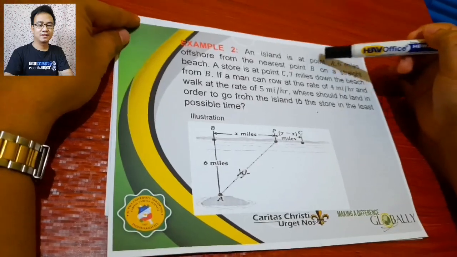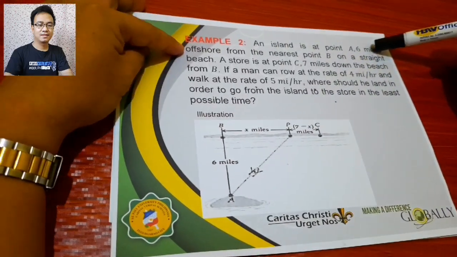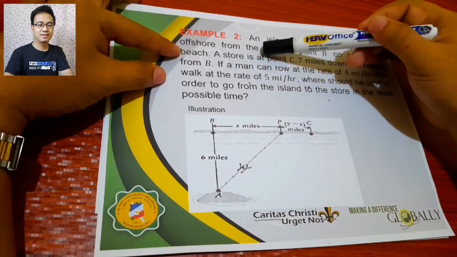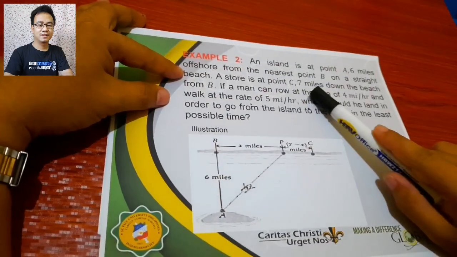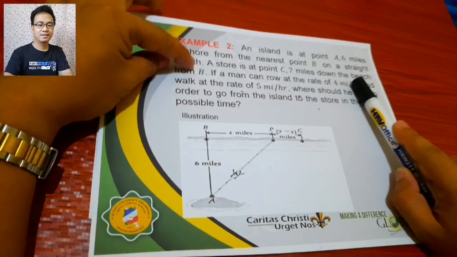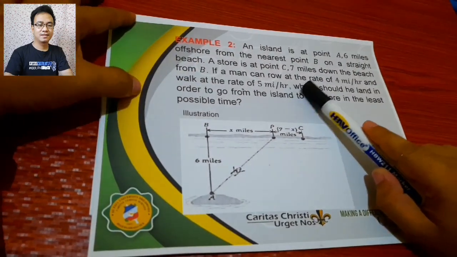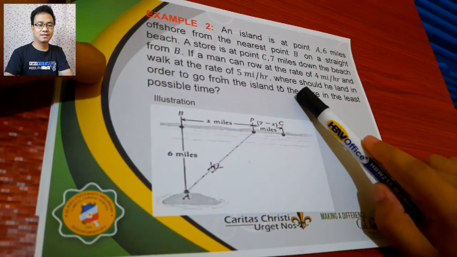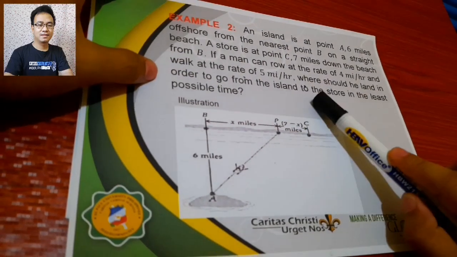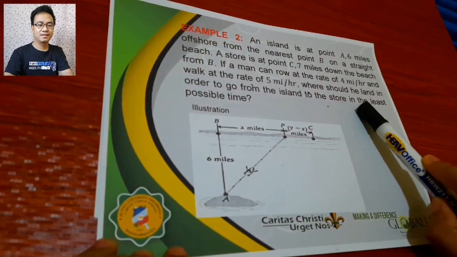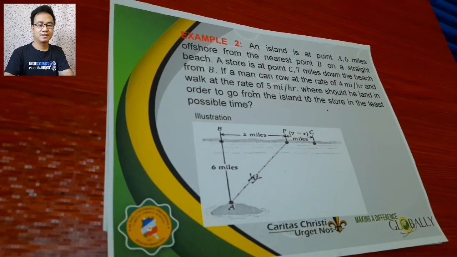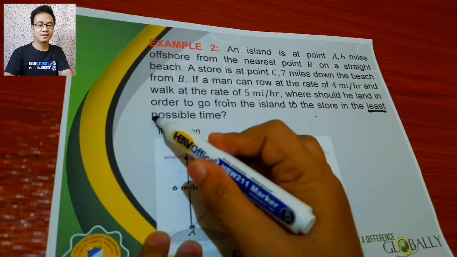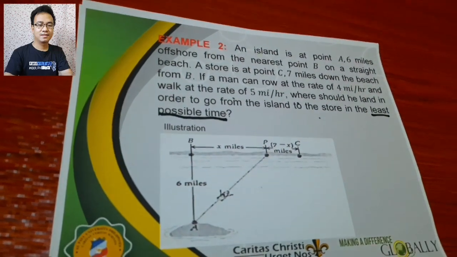An island is at point A, 6 miles offshore from the nearest point B on the straight beach. A store is at point C, which is 7 miles down the beach from B. If a man can row at the rate of 4 miles per hour and walk at the rate of 5 miles per hour, where should he land in order to go from the island to the store in the least possible time? So, underline natin yan. Kailangan natin is the least possible time.